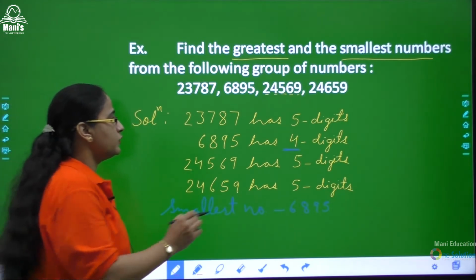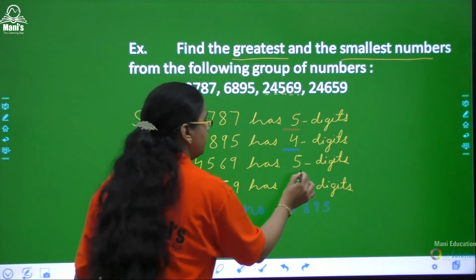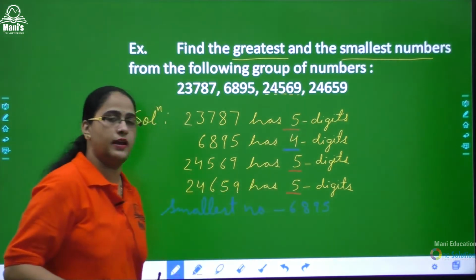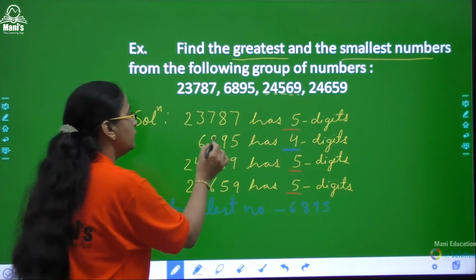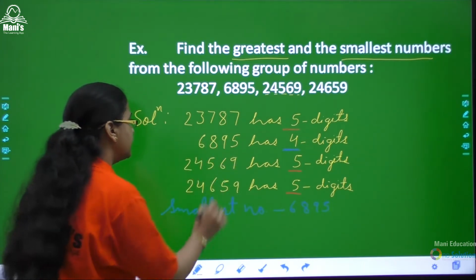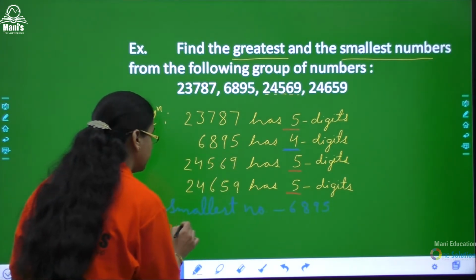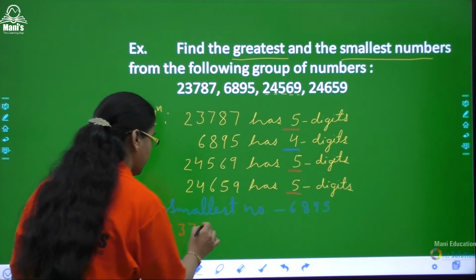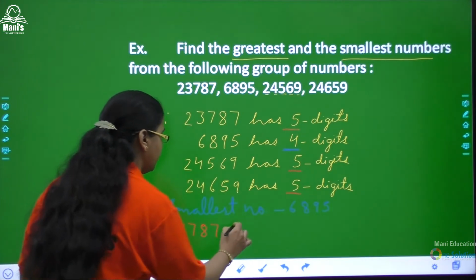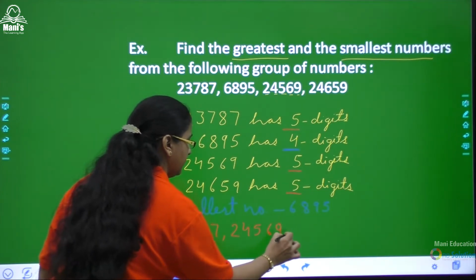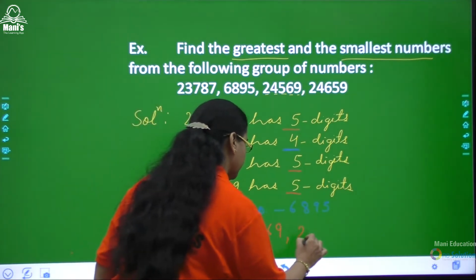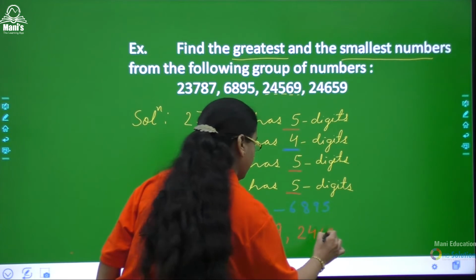Now, if I am talking about the greatest number, we have to find that out also. For this, what do we have to do? In all the other 3, they have 5 digits. So we have to compare the digits like this. First of all, write these digits: 2, 3, 7, 8, 7. Then 2, 4, 5, 6, 9. Then 2, 4, 6, 5, 9.